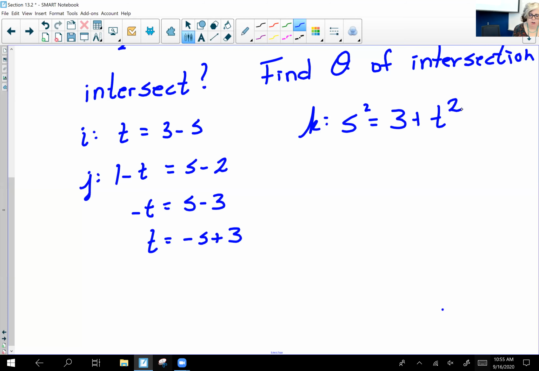Okay, now if you think about it, we're kind of back to the scenario where we have 2 equations and 2 unknowns, don't we? Right, we actually have 3 equations, but I'm not dealing with the squared equation because mathematicians are lazy. All right, so here's 1 and here's 2.